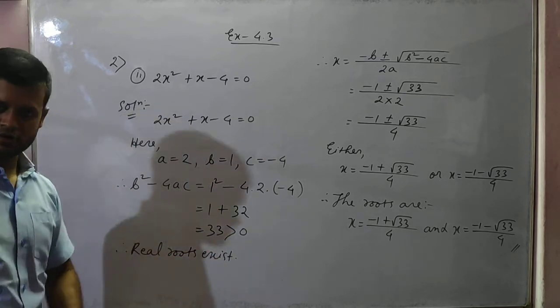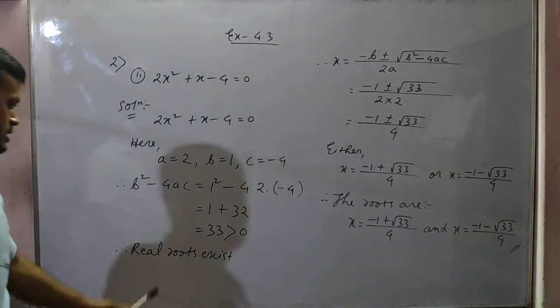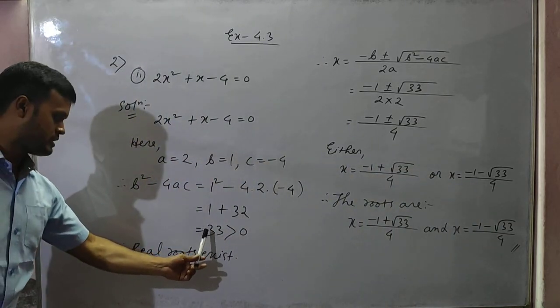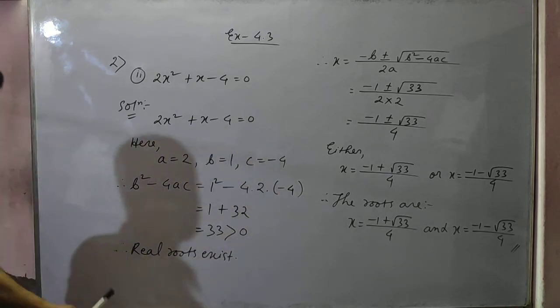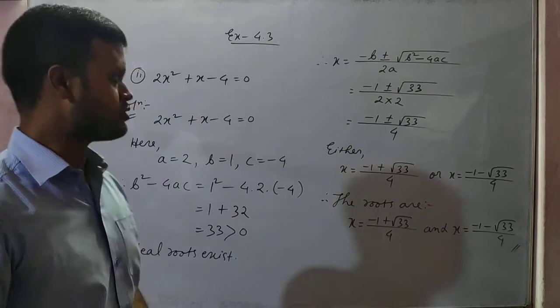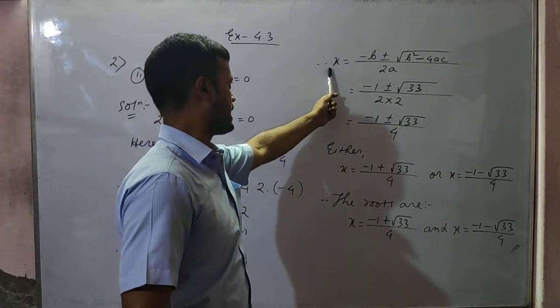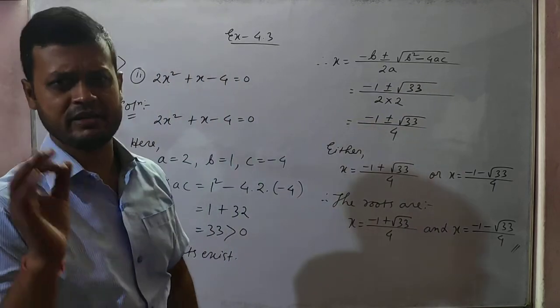33 is greater than 0, no? It is plus 33, isn't it? So plus 33 means what, students? If it is plus 33, then it is greater than 0. Greater than 0 means real roots exist. If real roots are there, then you solve it. Put the quadratic formula. Therefore, x is equal to minus b plus minus root over b square minus 4ac by 2a. Very, very easy formula.